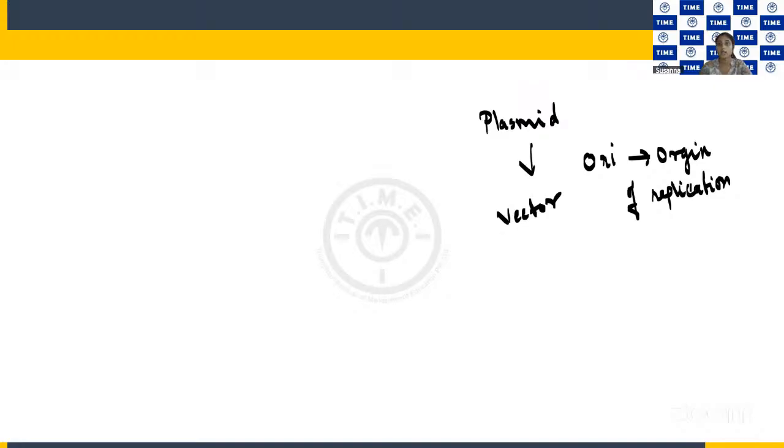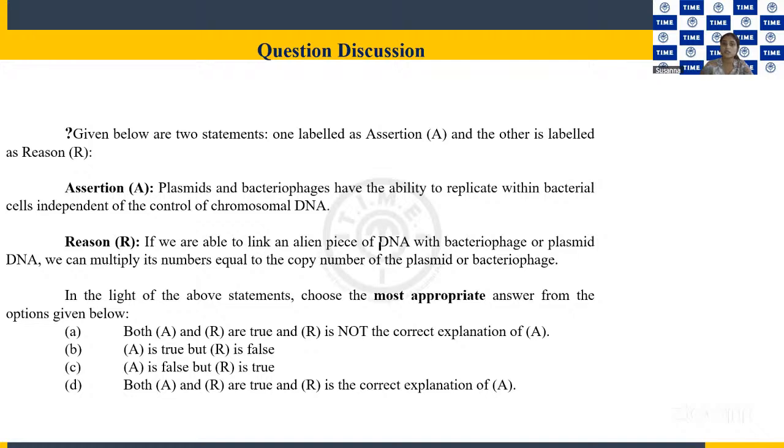That is what ORI means. It undergoes replication independently, and that is one of the characteristics of a plasmid and why we are choosing it as a vector, or a vehicle, to carry our alien piece of DNA. So the assertion is totally true.